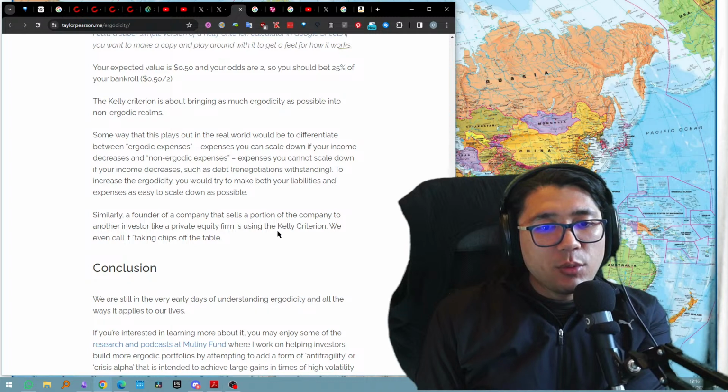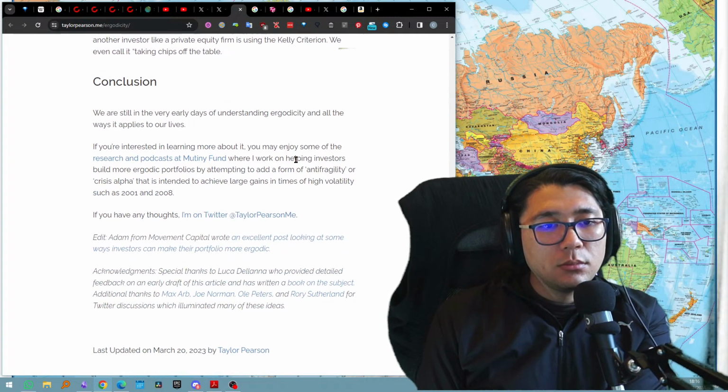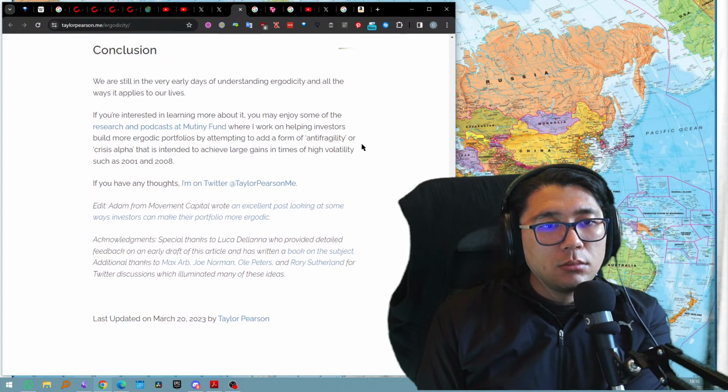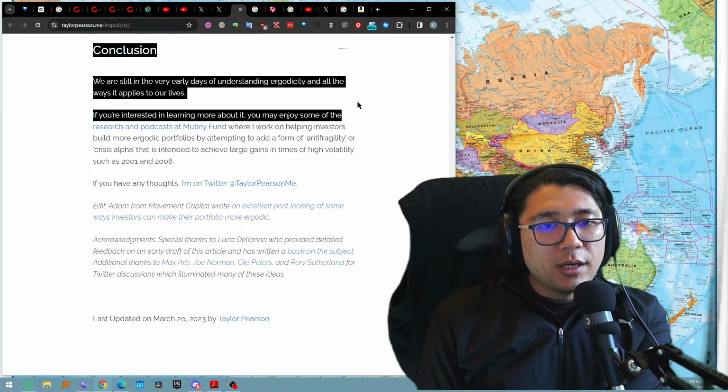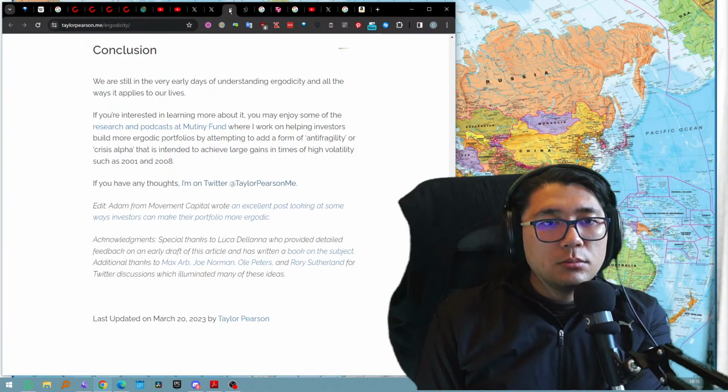Similarly, a founder of a company that sells a portion of the company to an investor like a private equity firm is using the Kelly criterion. We even call it taking chips off the table. We are very early in understanding ergodicity. Let's follow.